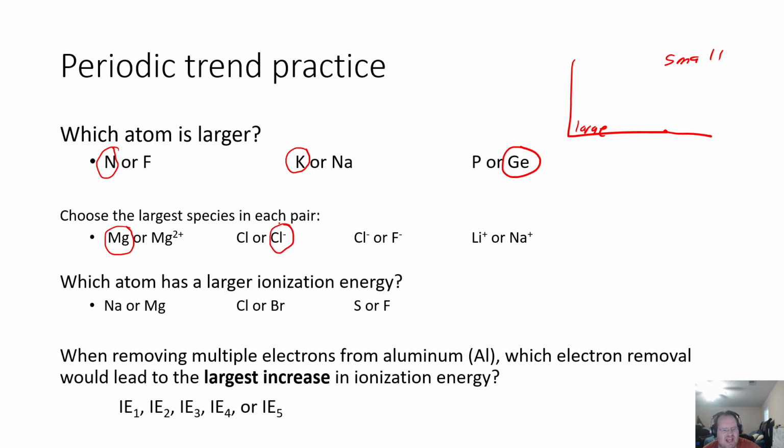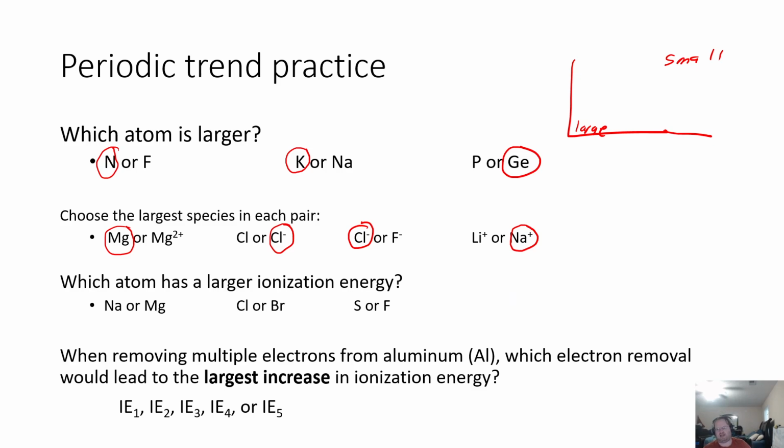Now with chlorine minus and F minus, they're both the same ion, so the trend will match what their atoms would be because they're both -1. Chlorine is larger than fluorine, so chlorine minus is larger than fluorine minus. And then similarly, if I compare lithium plus and sodium plus, sodium would be larger than lithium, so sodium plus would be larger than lithium plus as well.